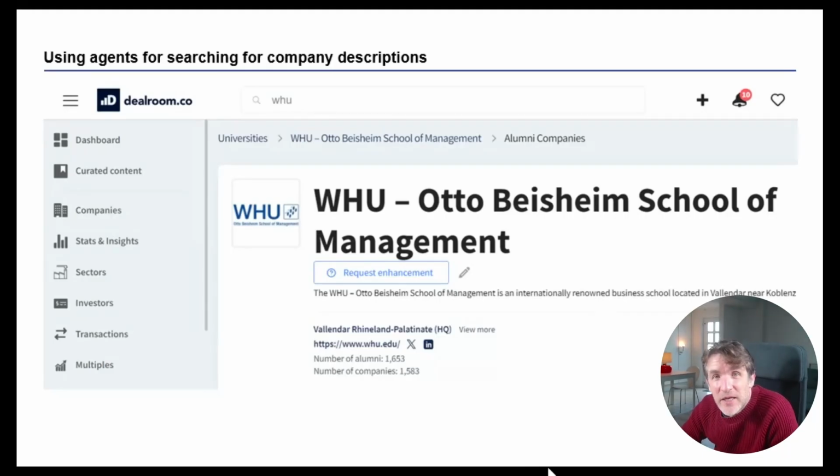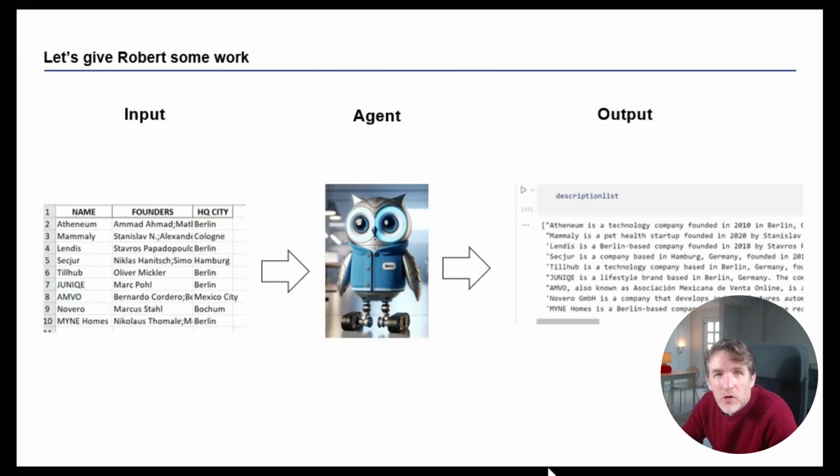Let me explain a bit how we built that agent. We call this agent Robert. What is the function of Robert? We can give Robert an Excel file with information about companies. Based on that information, Robert will go to the internet, scrape publicly available information, and based on that create a company description for us. Let me briefly show the technical details that we need for creating this agent.